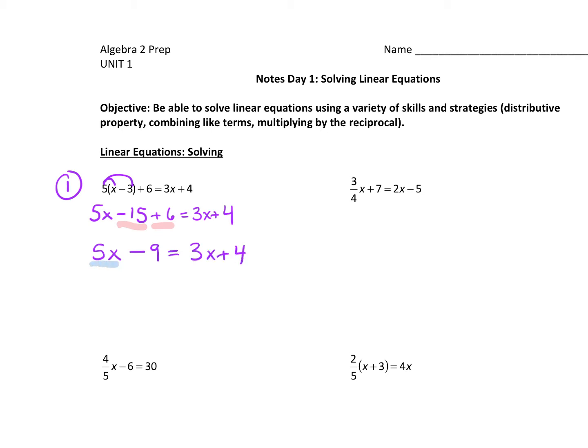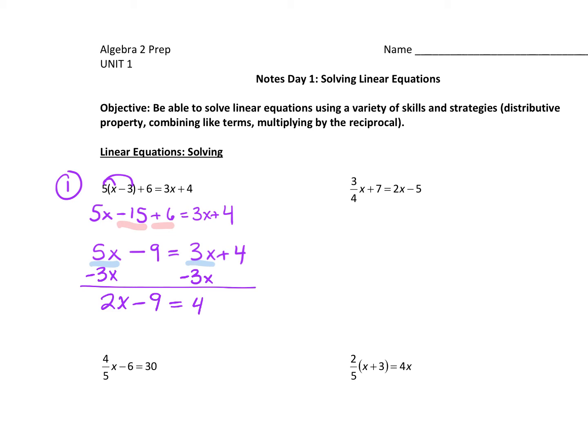Now, I have variables on both sides. I want variables just on one side. So I could minus the 5x or minus the 3x since they're both positive. I typically like to subtract the smaller numbers. So I'm going to minus the 3x. So I'm going to put 2x minus 9 equals 4.